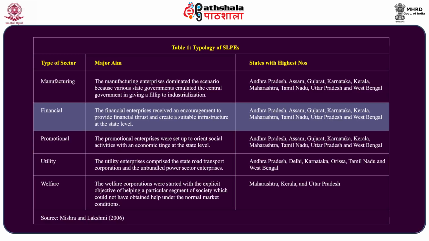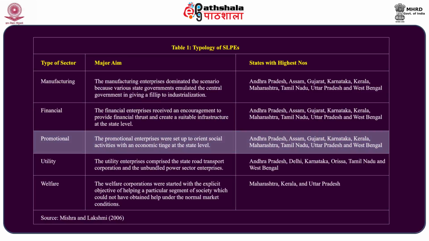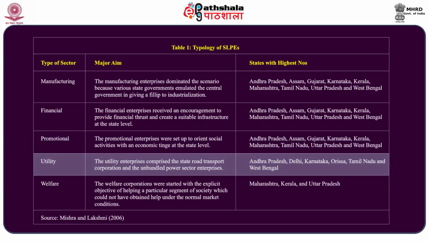These enterprises were also more in these states like Andhra Pradesh, Assam, Tamil Nadu, Uttar Pradesh, and West Bengal. Coming to the promotional enterprises, they were set up to orient social activities with the economic tinge at the state level. These enterprises were also more in Gujarat, Karnataka, Kerala, Uttar Pradesh, and West Bengal. The utility enterprises comprise the State Road Transport Corporation and unbundled power sector enterprises. These enterprises are mostly found in Karnataka, West Bengal, Tamil Nadu, Orissa, and Andhra Pradesh.